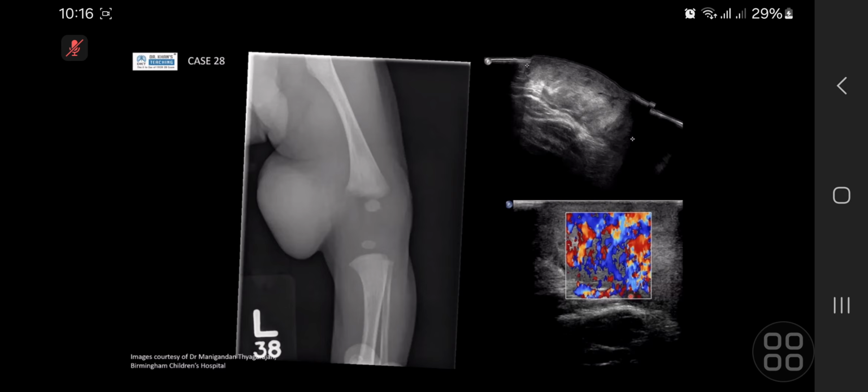So baby, it's an infant, less than 1 year old. Of the foot of the knee joint, showing a large soft tissue mass lesion on the dorsal aspect of the distal femur. The adjacent bone appears normal. It's quite far away from the bone. So this is a soft tissue mass for which an ultrasound is performed.